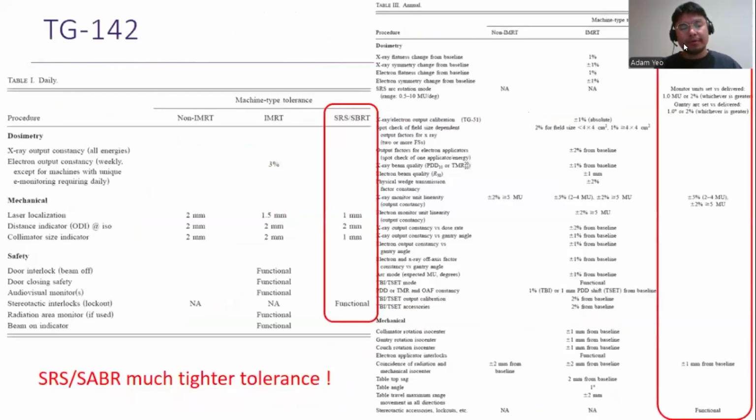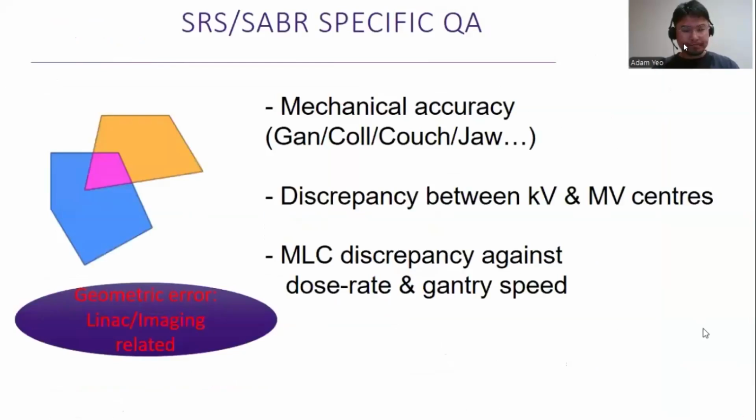This is a snapshot from TG142. The purpose of showing this is not to go through every single test and its criteria, but when you look at the stereotactic column, there is a much tighter tolerance compared to conventional radiotherapy, because that acknowledges that a more rigorous QA program is required. For the geometric error, there is the mechanical part, which covers the gantry, collimator, and couch rotation axes, and the jaw calibration, and the discrepancy between the imaging isocenter and the treatment beam isocenter. In virtually all of our stereotactic programs, the beam is shaped by the MLC. Its discrepancy against the dose rate and the gantry speed for our VMAT delivery is very crucial.